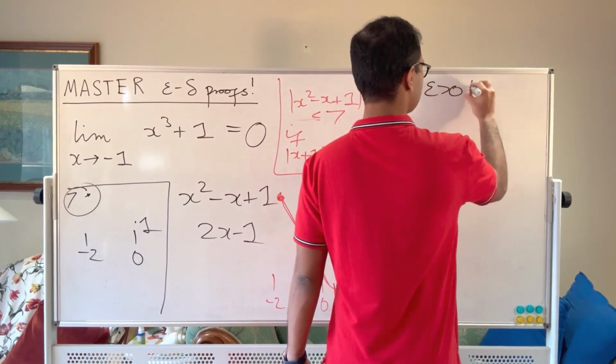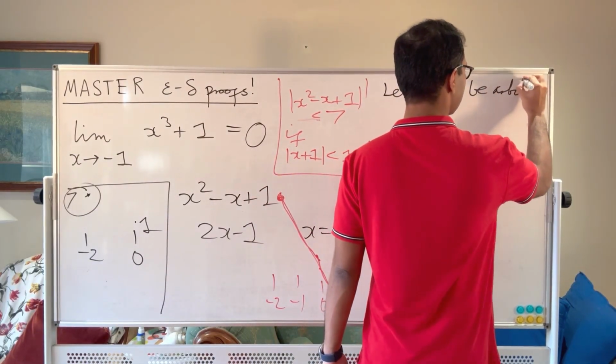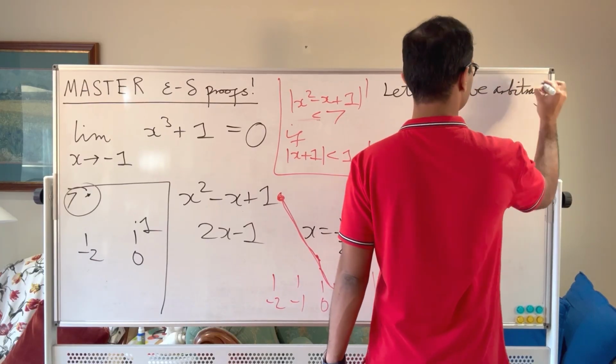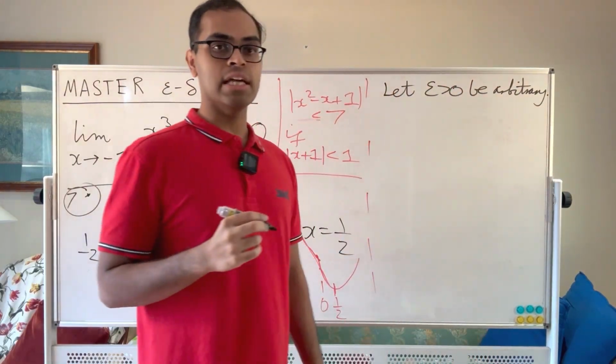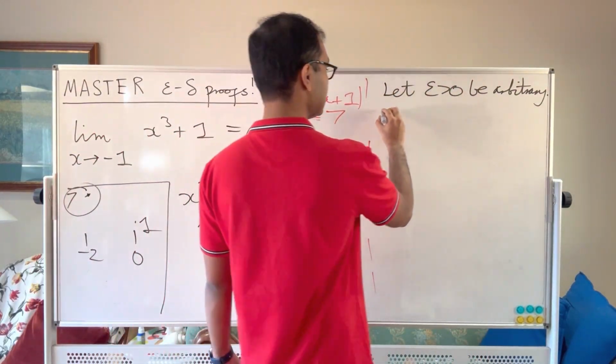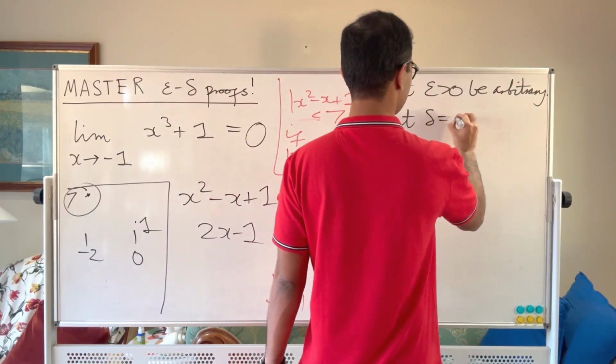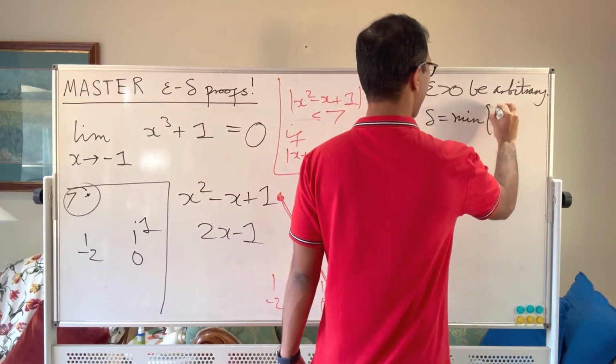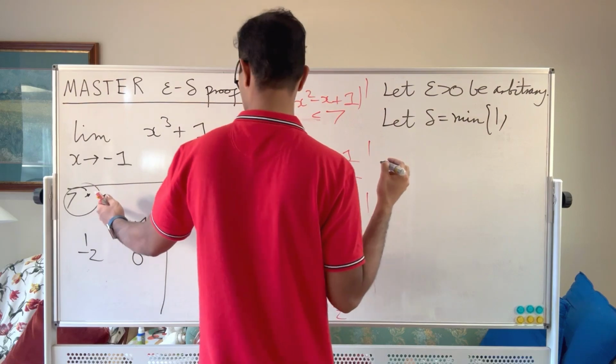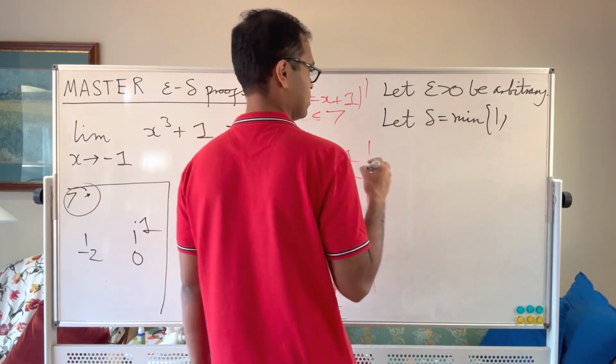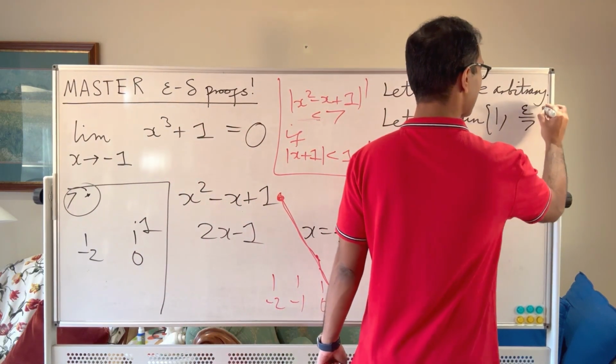So let epsilon greater than 0 be arbitrary. Same idea as before. Now what do I want to pick delta to be? Let delta equal the minimum of 1 and epsilon over 7. That's going to be our worst case scenario.